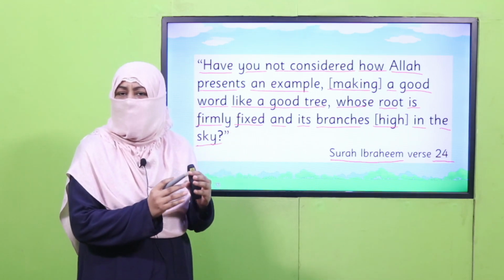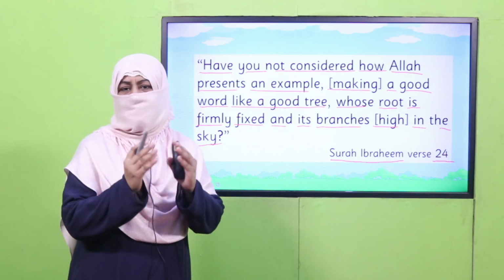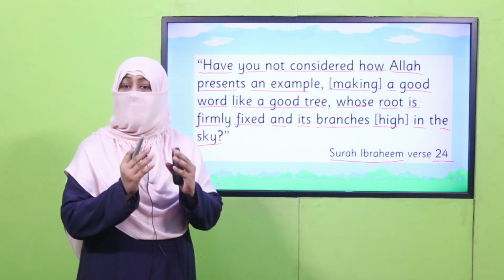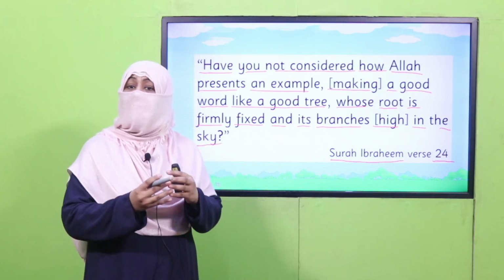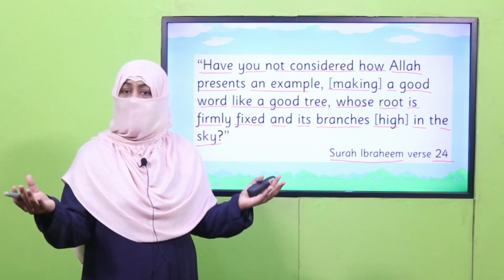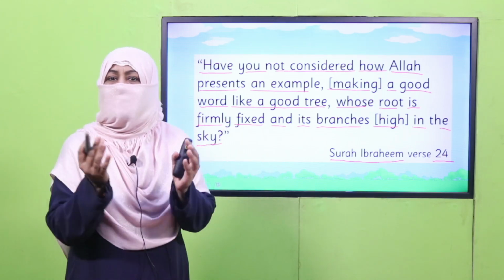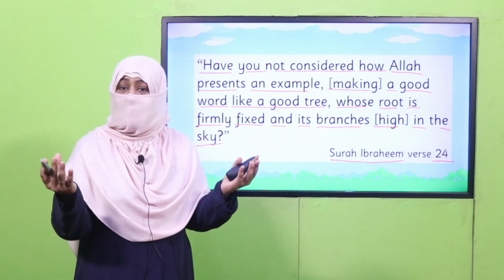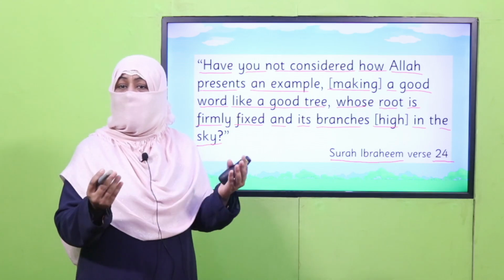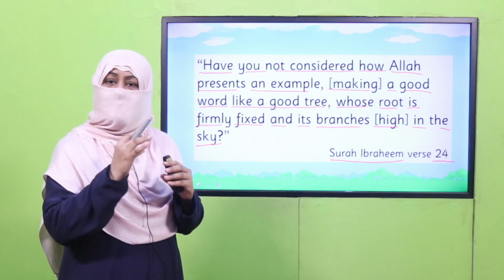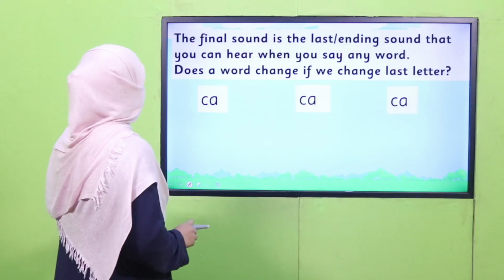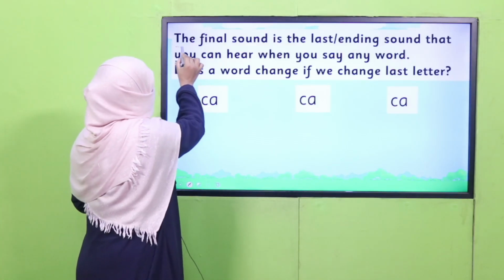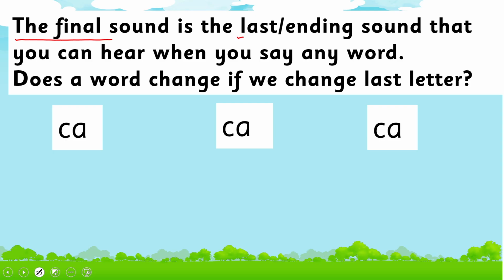And you know what I was thinking? Like a tree has its branches, a word has different letters. And the branches make a tree beautiful, likewise letters make a word beautiful. And every letter has a different role in a word. This is what we learn today. We have learnt about the final sound. Final sound is the last or ending sound that you can hear when you say any word.